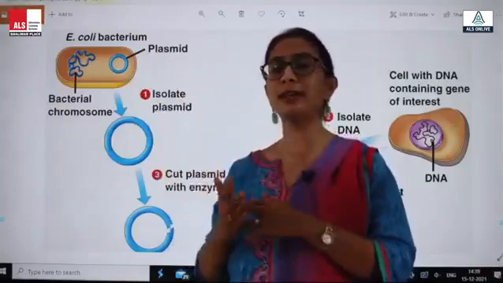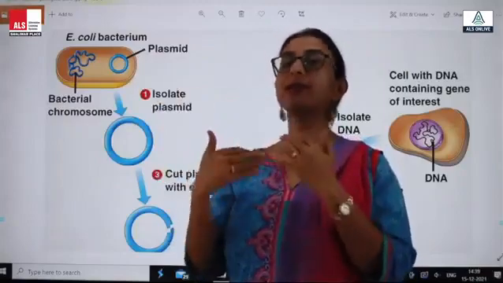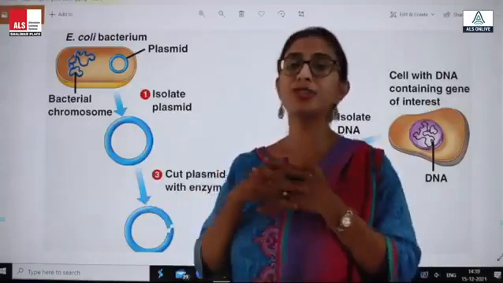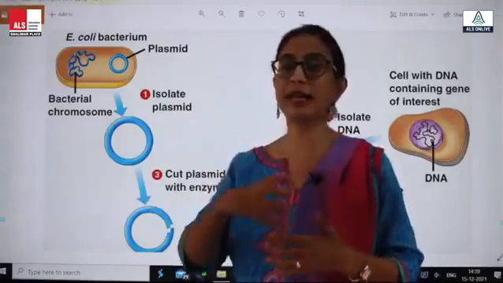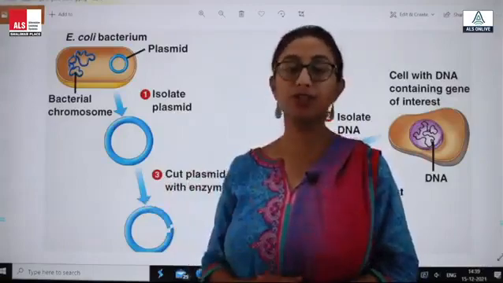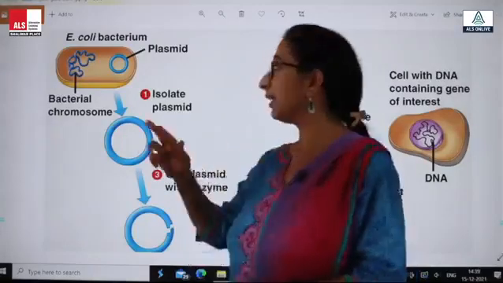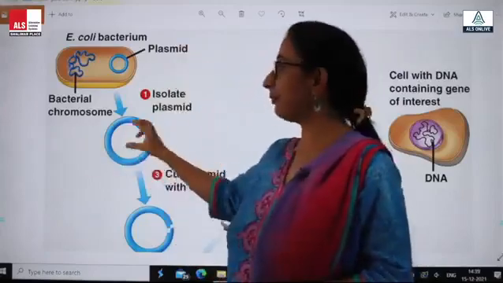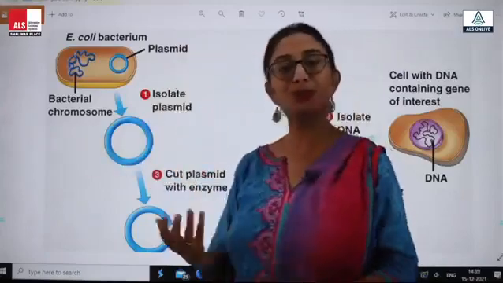In addition to that, what happens? The bacterial cell also divides, producing several copies of the bacterial cell, and there the gene of interest gets expressed, and we can isolate the protein from that and process it further for usage. But here, I told you that the gene will be cut, the bacterial plasmid will be cut, and they both will be joined. Is it so easy?